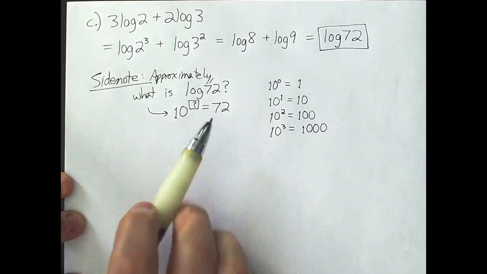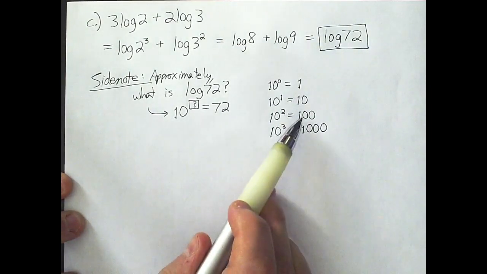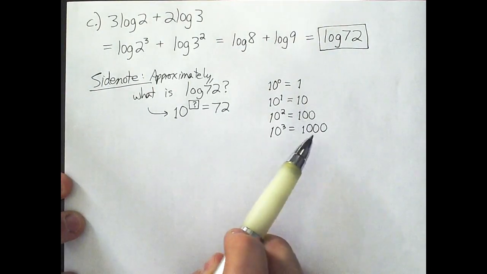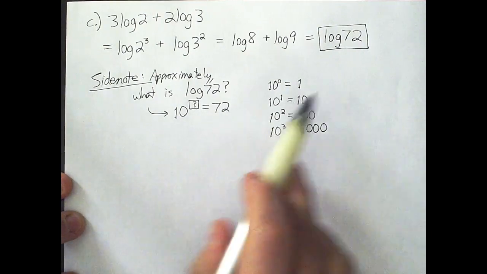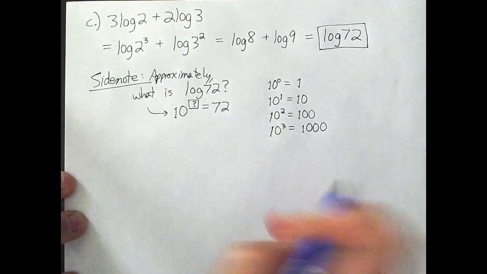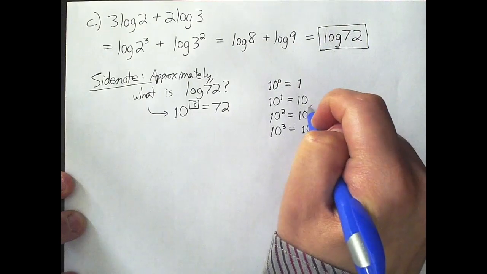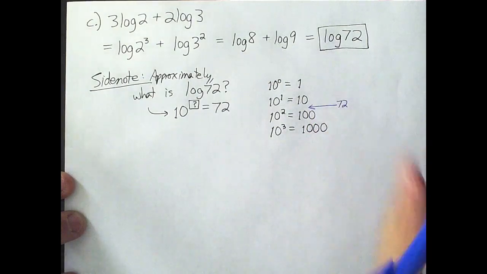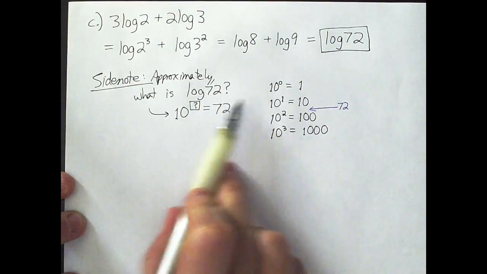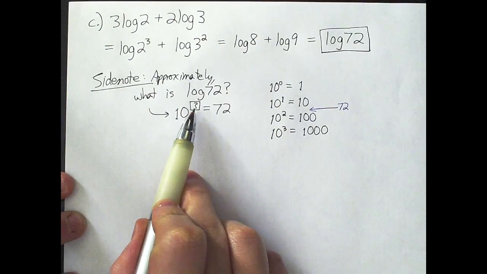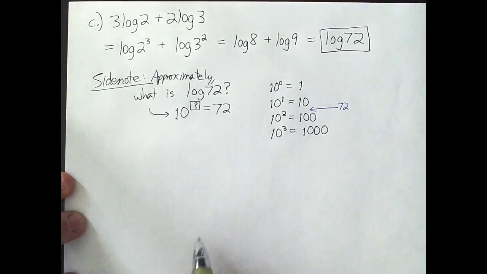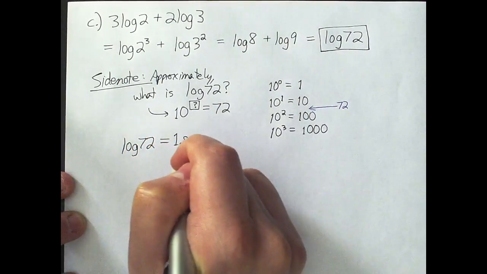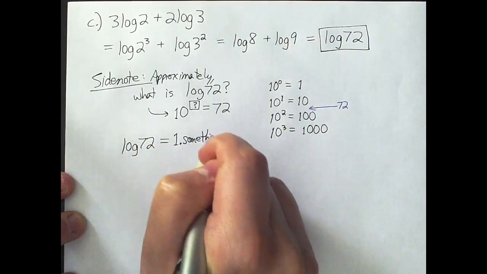So this is why we're able to evaluate log 100 and get an answer of 2. We're able to answer things like log 10, log 1000. But when it's log 72, well, it's somewhere in the middle here. 72 is somewhere between 10 and 100. So that means this answer we're looking for is somewhere between 1 and 2. So log 72 is 1 point something, because I know that it's between 1 and 2.